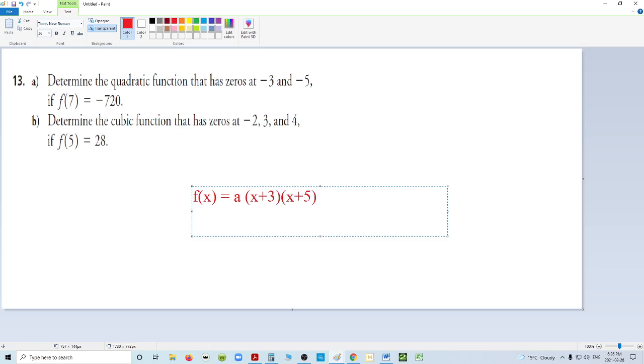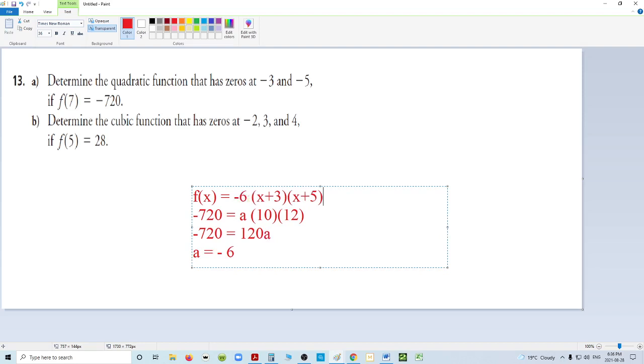And I also know that when x is 7, y is minus 720. I'm just adding 7 and 3 and 7 and 5. So I know that minus 720 is going to be equal to 120a. Therefore, a is equal to minus 6. So I go back up and do this. And if I was to punch it in Desmos, I will indeed get the rules I want.